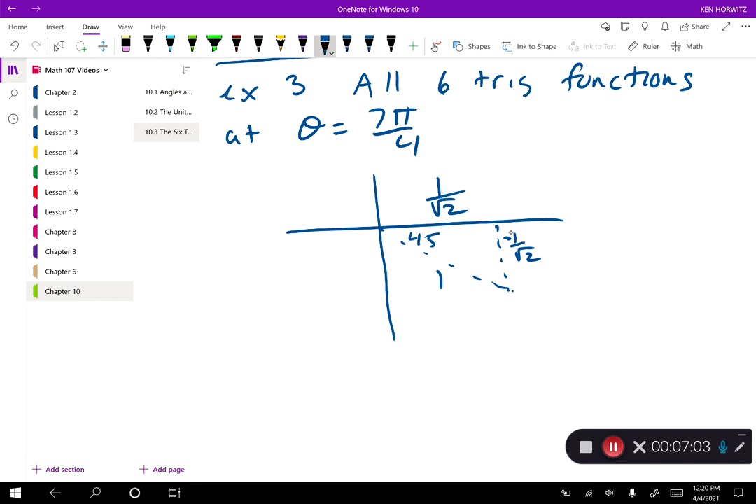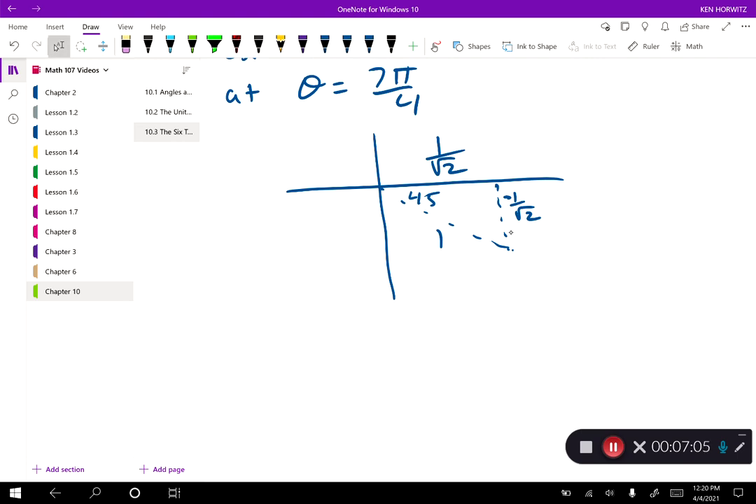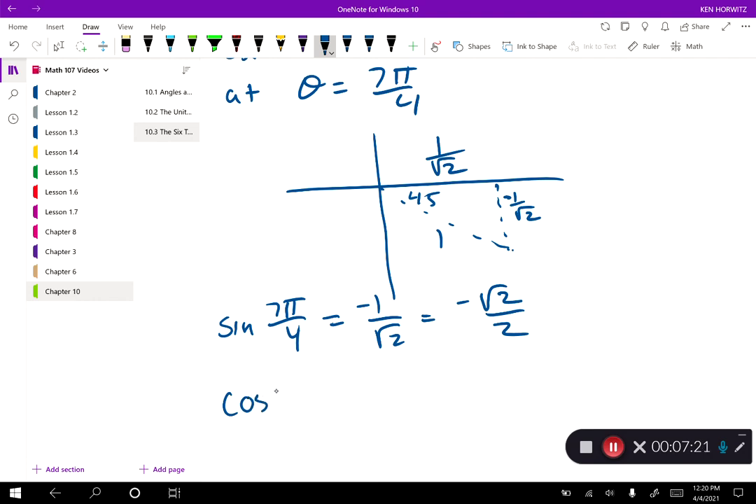All right, so the sine at 7 pi over 4 equals negative 1 over the square root of 2, which is negative radical 2 over 2. And again, we just need to rationalize at the very end. The cosine of 7 pi over 4 equals 1 over radical 2, and rationalized, radical 2 over 2. So there's your sine and cosine.